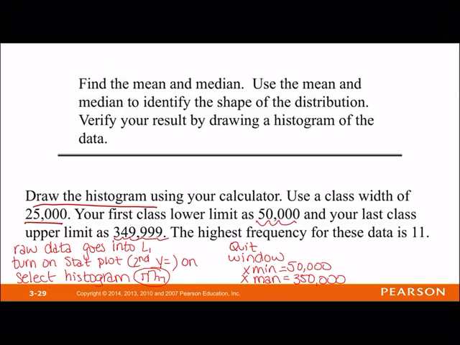And then all you have to do is press zoom and then the number 9. And again, your histogram should pop up. And when you see it, you will see your data is skewed to the right. Again, that means that most of your bars are going to be to the left and the tail is going to be to the right.